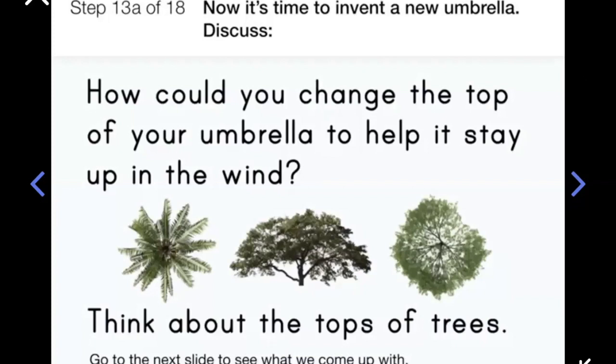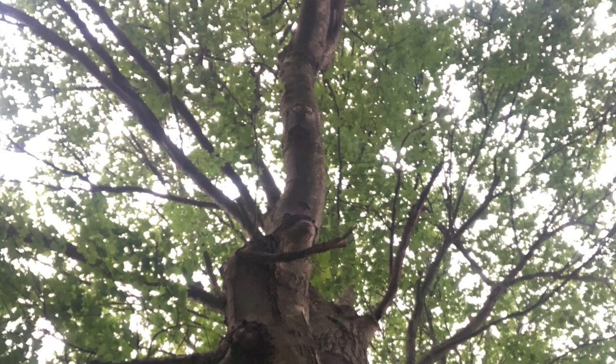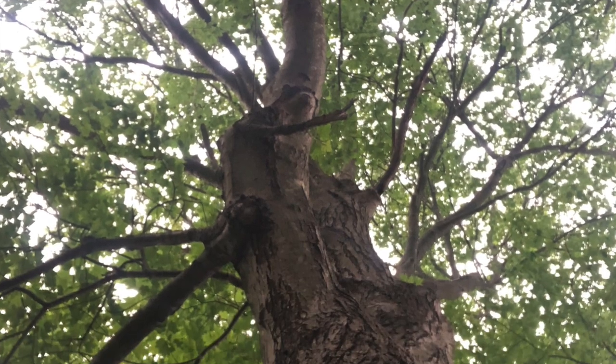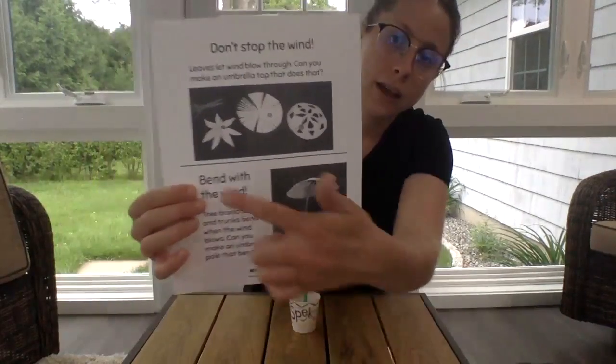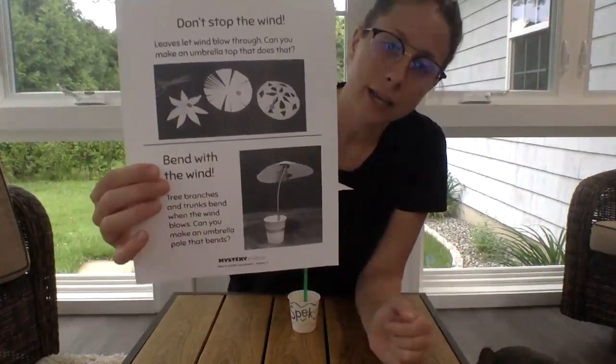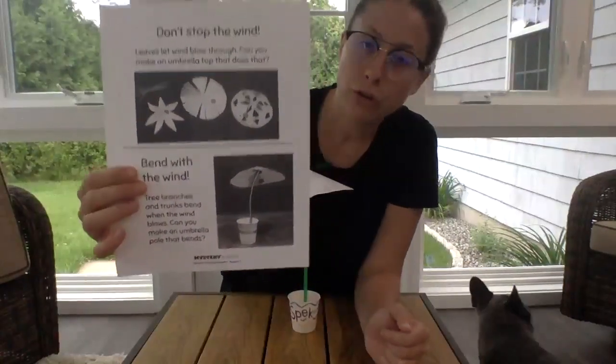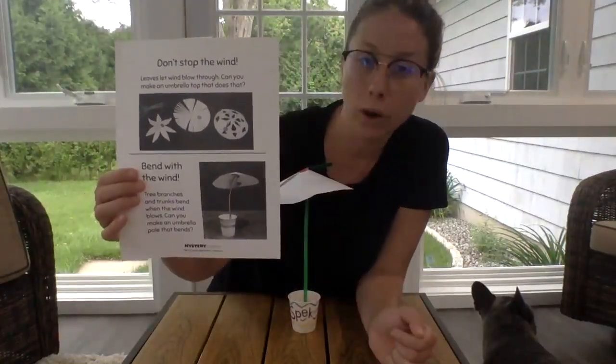Now it's time to invent a new umbrella. Discuss. How could you change the top of your umbrella to help it stay up in the wind? Think about the tops of trees. Here's something we thought about. The tree's leaves flutter in the wind, letting the wind blow through. How can we let the wind go through our umbrella top? If you look over it, it gives you some really grand ideas of what you can do to your umbrella top to make it more like a tree.